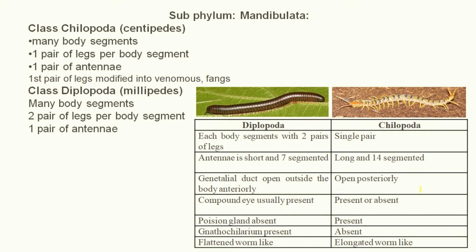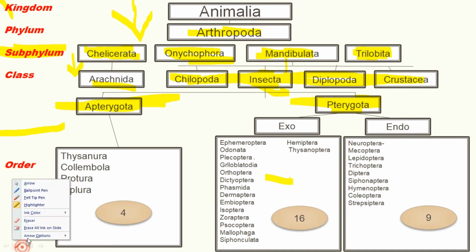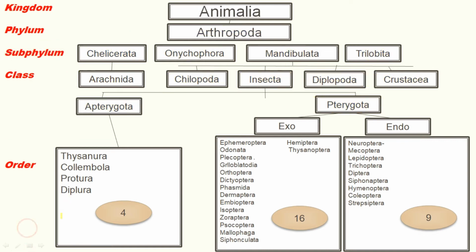Then come to subphylum Mandibulata. So till now what have we completed? These 3 things have already been completed. Chelicerata, we have completed this Chelicerata. The class Arachnida we have completed. Onychophora completed. Trilobita completed. Now we'll enter into this Mandibulata.